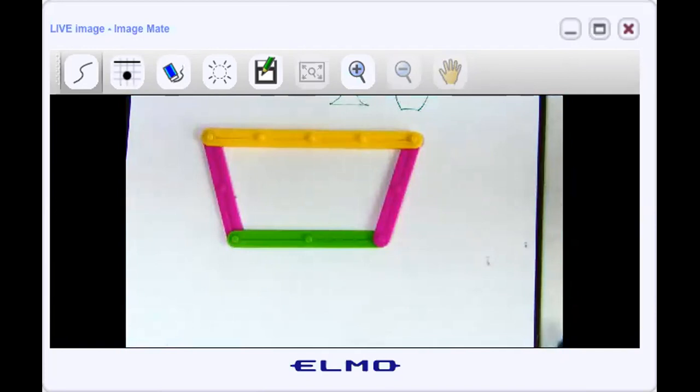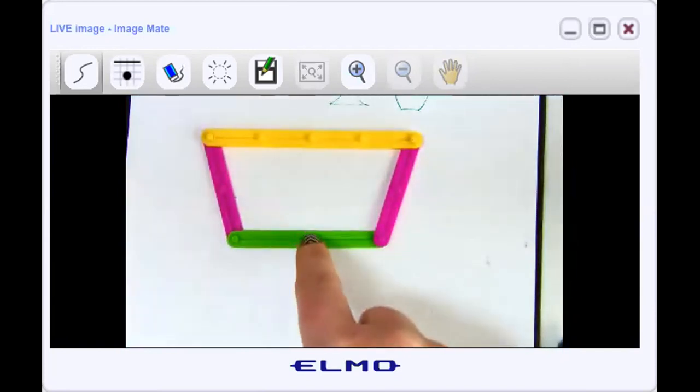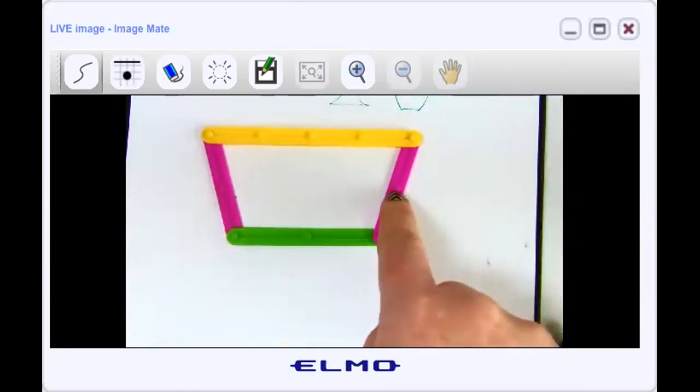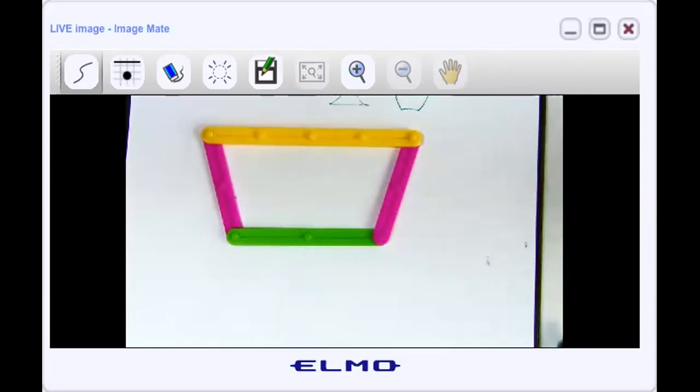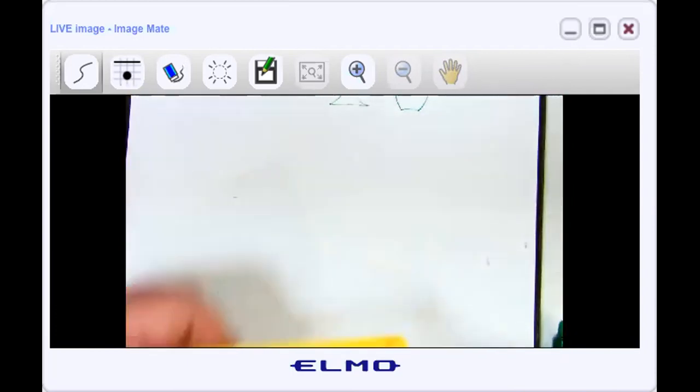But you want to be, yes, this is the isosceles trapezoid, right? You have one pair of opposite sides that's parallel, and then the two sides that are not parallel to each other are equal in length because they're both pink. Okay, what is this shape?